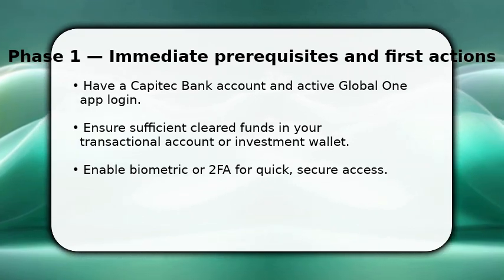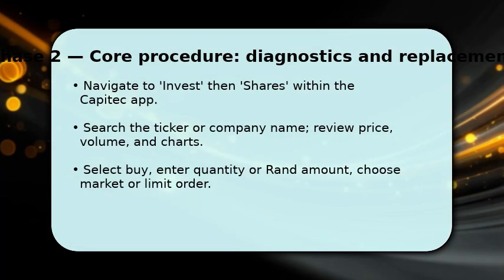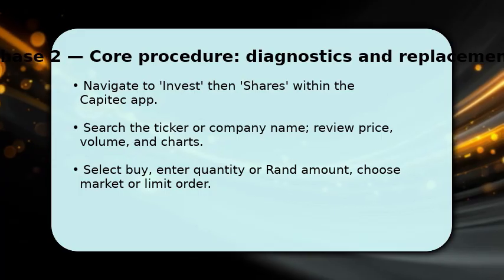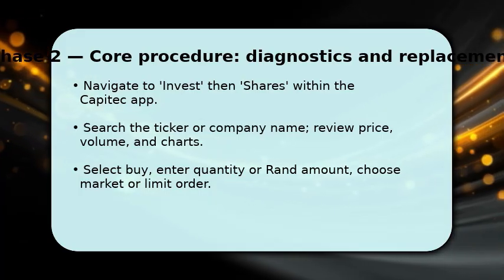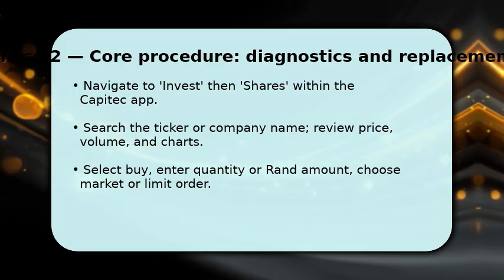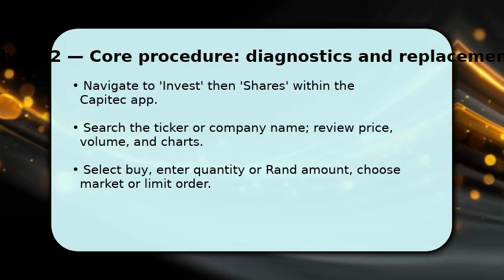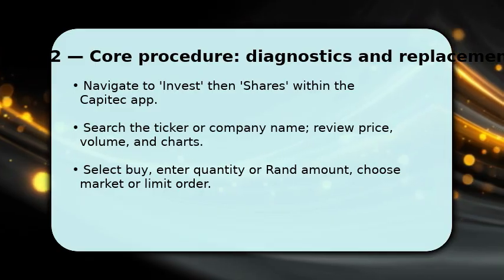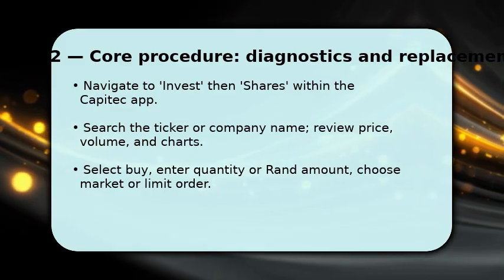You now execute the middle steps. Tap Invest, then Shares, and search the issuer using ticker or name so you target the right security. Review price, recent volume, and basic chart to understand liquidity and momentum. This reduces slippage risk. Choose Buy and enter either number of shares or an exact rand amount.